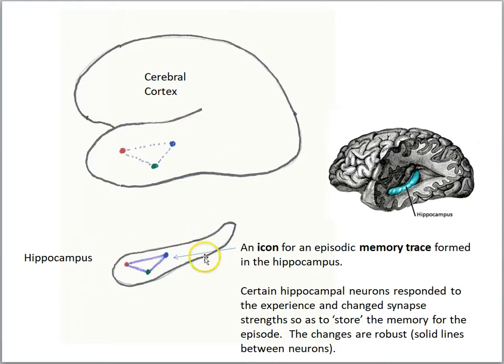Now, we're going to introduce some icons to represent things in our diagrams. This icon down here will represent the episodic memory trace in the hippocampus. What that means is certain hippocampal neurons responded to the experience and changed synapse strengths so as to store the memory for the episode. And the changes are robust. The solid lines indicate that these are significant changes in the strengths of the connections between certain hippocampal neurons, and that represents the memory trace for that event.